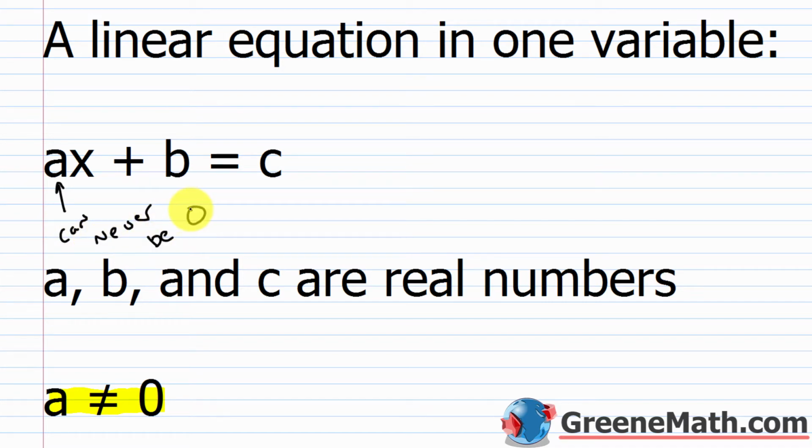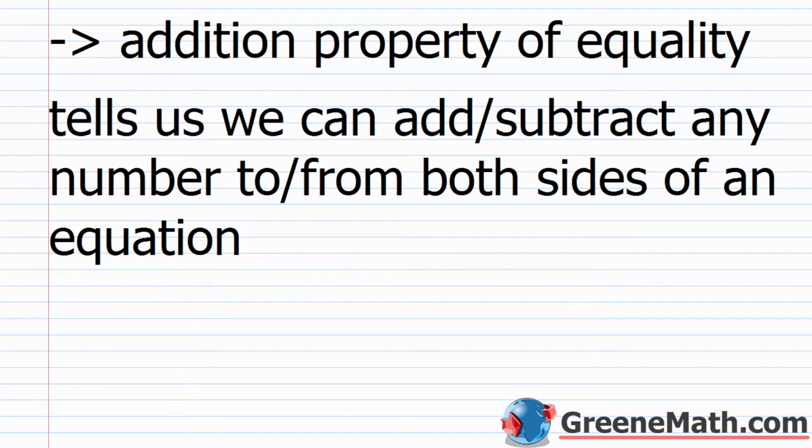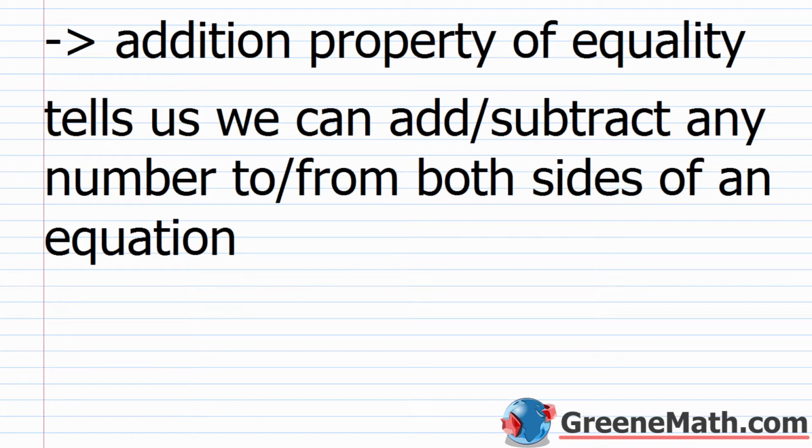All right, let's talk a little bit about the addition property of equality. Again, this tells us that we can add or subtract any number to, or in the case of subtraction from, both sides of an equation. And remember, we use it to solve simple equations that look like this: x + 4 = 7. In this case, we have 4 that's being added to x.